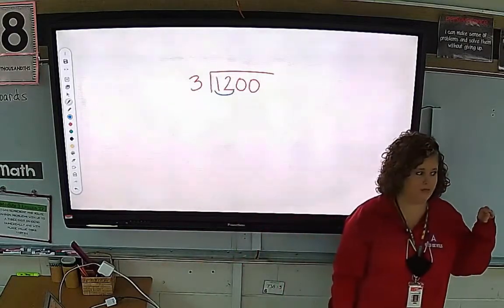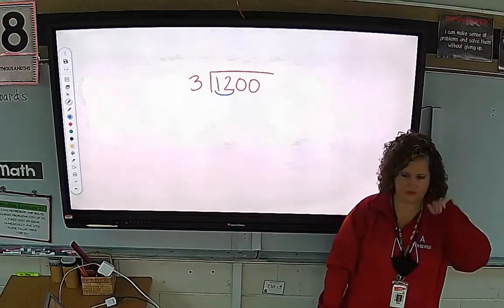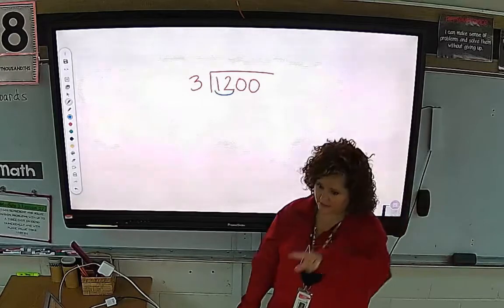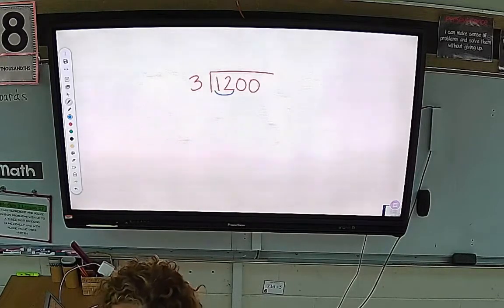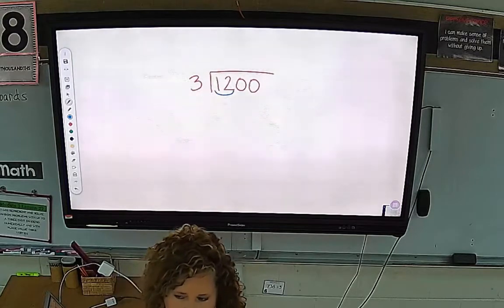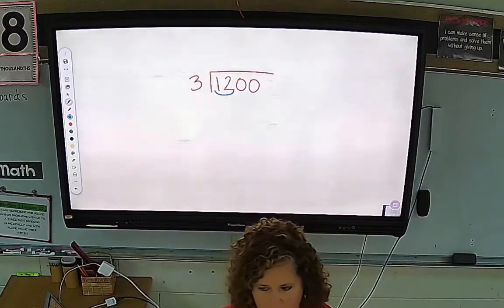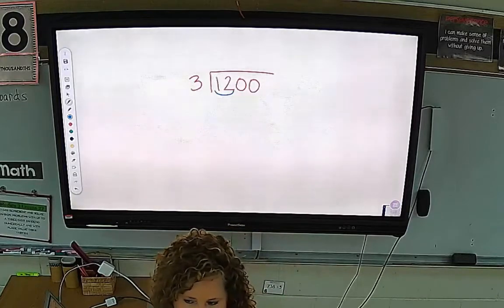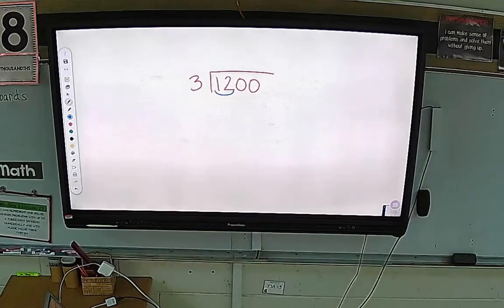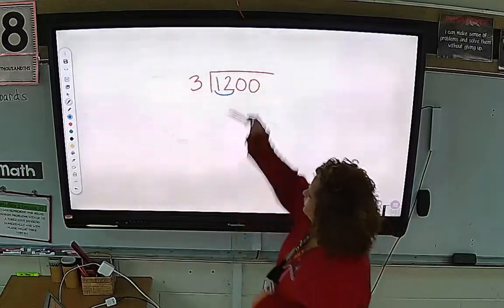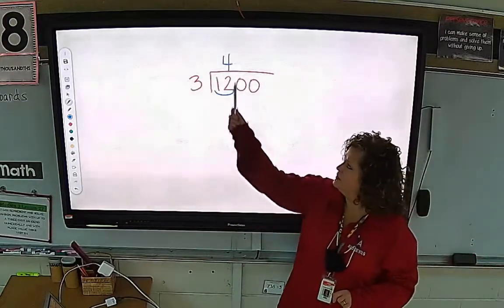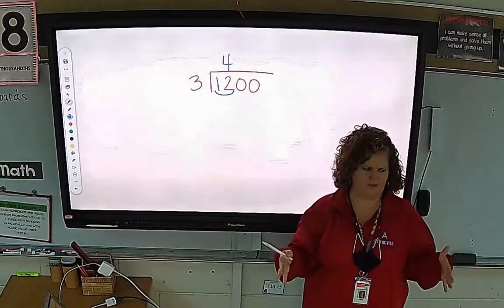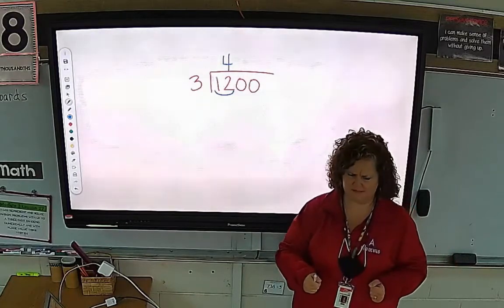How many 3s can I get out of 12? Boom, that's a fact family that should automatically come to mind. How many 3s can I get out of 12, Isabel? 3 times what is 12? You got it, you know it. 3 times 1 is 3. 3 times 2 is 6. 3 times 3 is 9. What's 3 times 4? Put it above the 2 so that it is above the 1's place in the 12. Does that make sense?